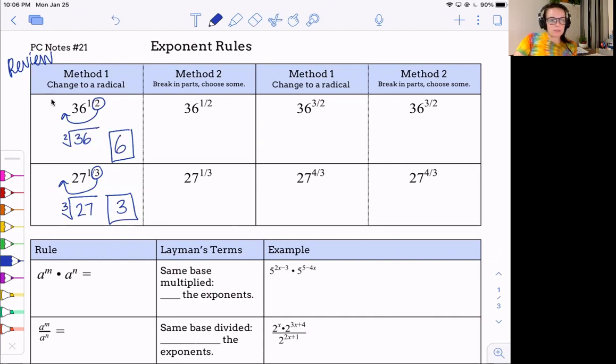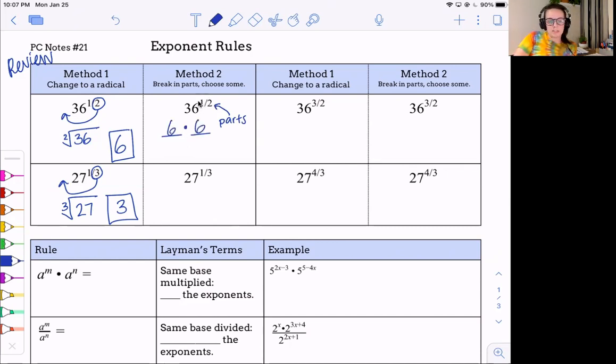So you probably remember at least a little bit of method one. Method two is a different method. So it's to break it into parts and then choose the right number. So basically what I'm saying here is when you have 36 to the 1/2, you're breaking it into two parts. So you're essentially saying what times what gives me 36? Well, and it has to be the same number. So I know it's 6 times 6.